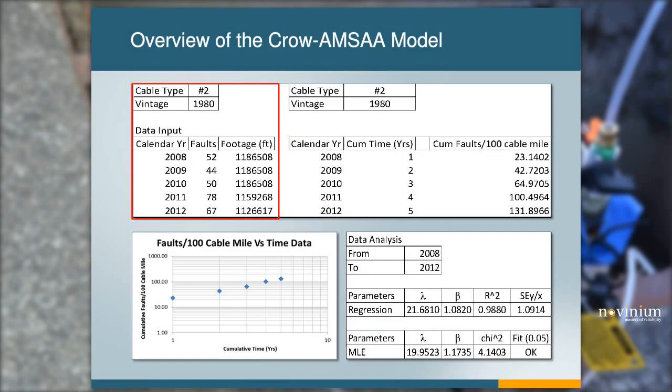So let's take a look at an example here where we're going to look at some number 2 cable installed in 1980, and we're going to run it through the Crow-AMSAA model. So for our input data, we have our calendar years, faults, and footage. When we evaluate data for making a forecast, we look at the last 5 years of data because that best reflects the current state of the system. So what you're seeing there is, for those calendar years, the faults and the footage associated with each of those years. So that's our input.